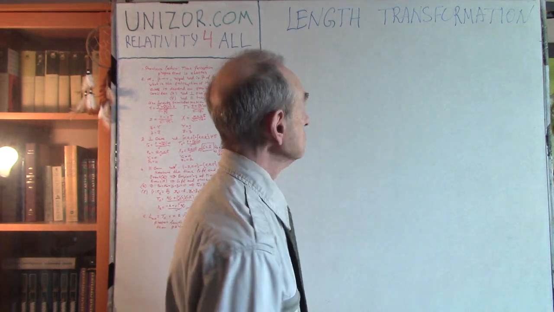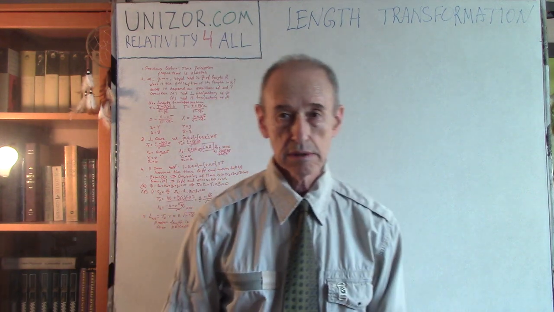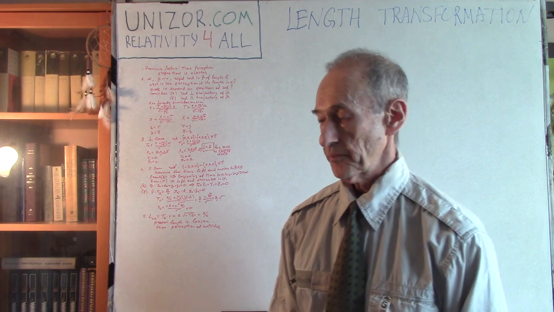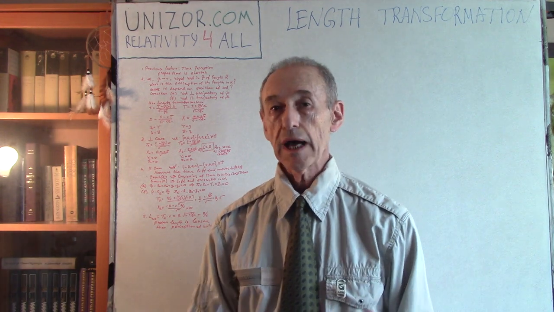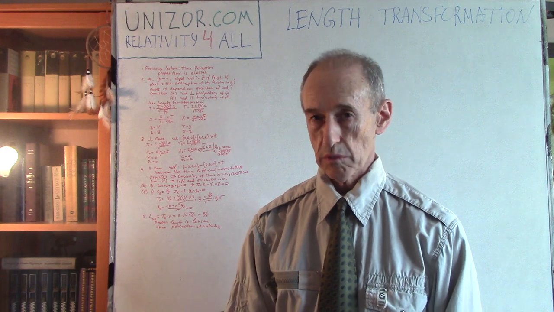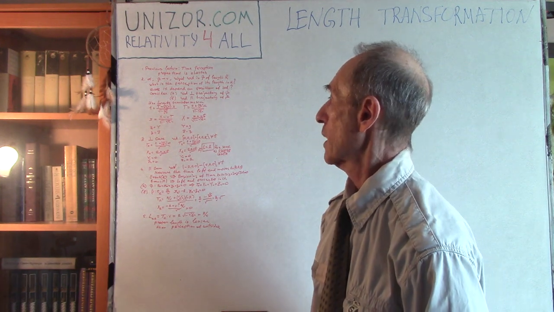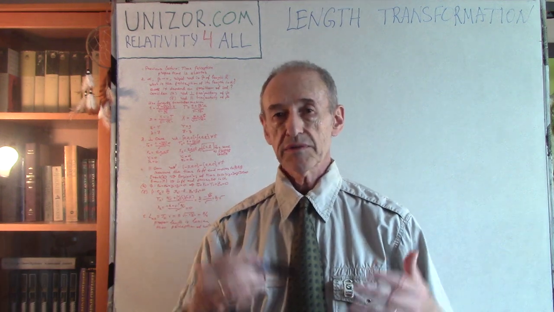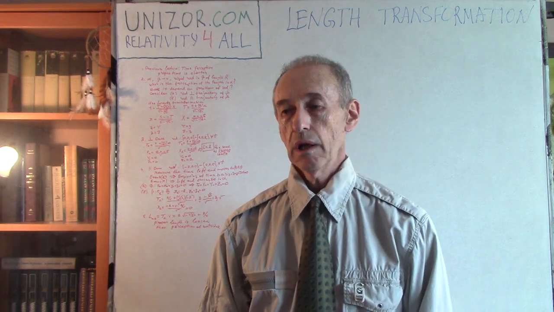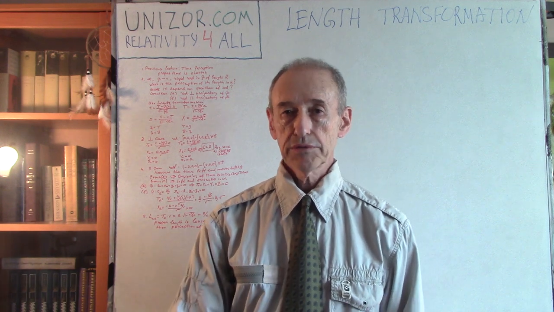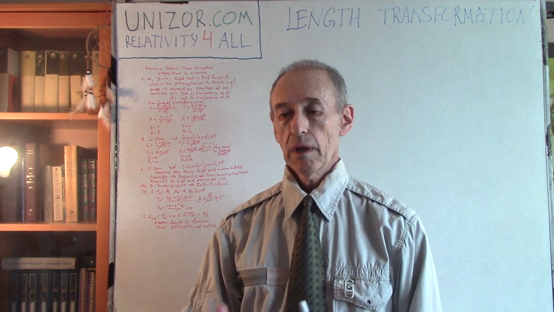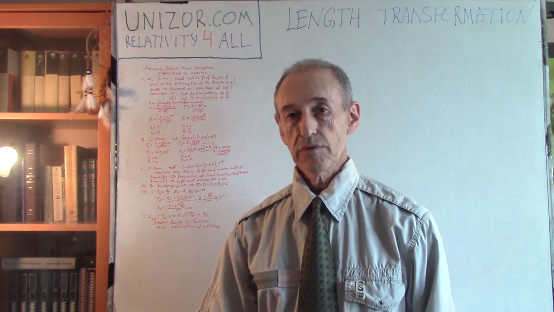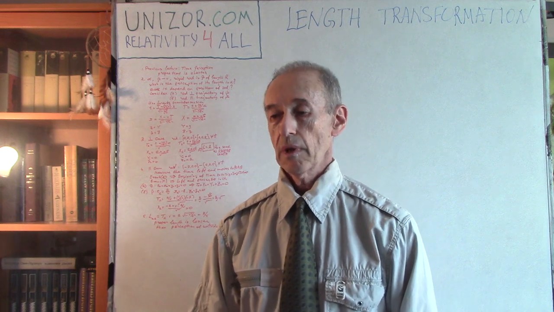Okay, so we're talking about length transformation. I did mention that we discussed already the time transformation, and we used the Lorentz equation for this. I will use exactly the same kind of scenario. So you have two different inertial frames, the alpha frame and the beta frame. There is an observer in the alpha frame, local to alpha, and there is an observer in the beta frame, local to beta.